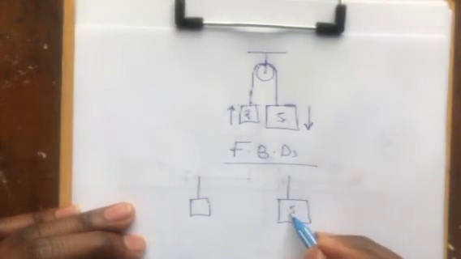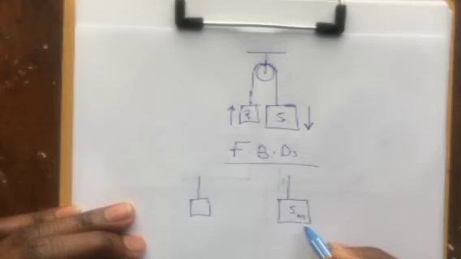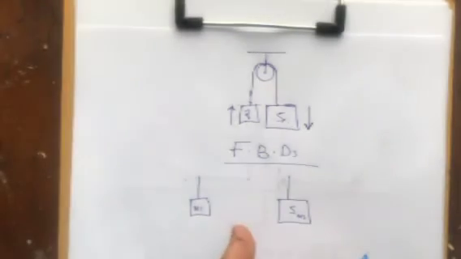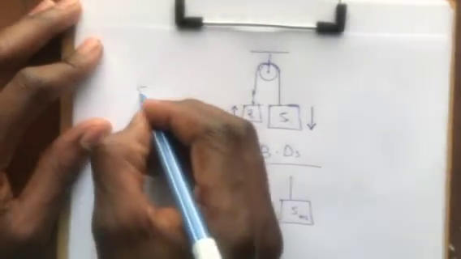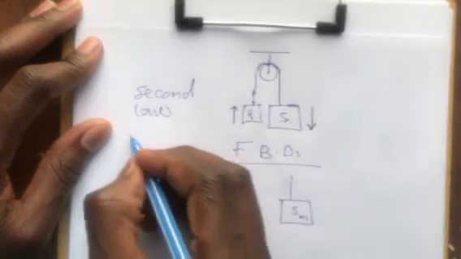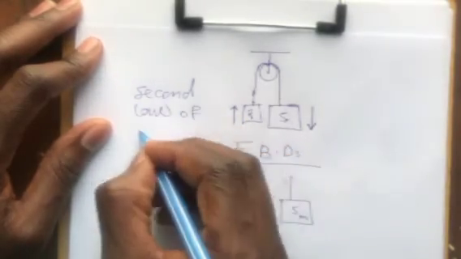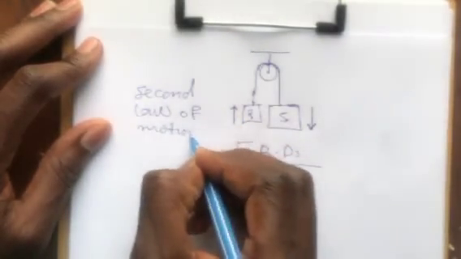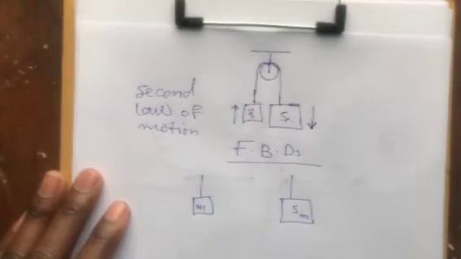This one, which is a 5 kg mass, you can label it as M2. This one is going to be labeled as M1. Still here, the second law of motion applies. Second law, because these two are objects that are going to be moving now. The second law of motion has to apply here, for Sir Isaac Newton.